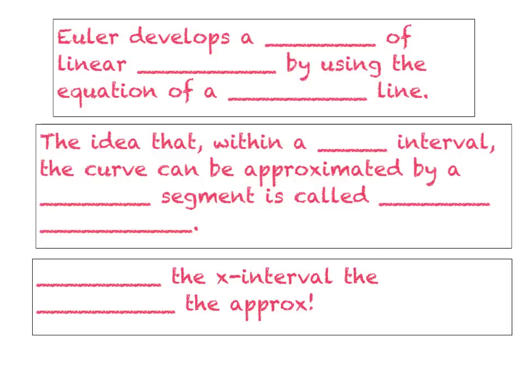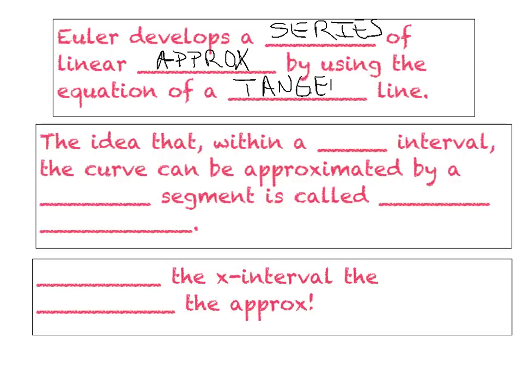So we'll try to put into words what I tried to explain on the last slide. The key here is Euler's method develops a series of linear approximations, just a bunch of little line segments joined together, by using the equation of a tangent line. So here's the key. If you feel good about writing equations of tangent lines, which I think we all do, then we all certainly should feel good about Euler's method.